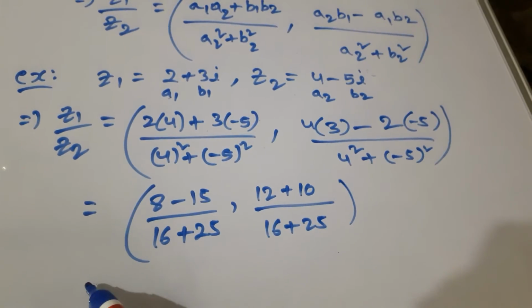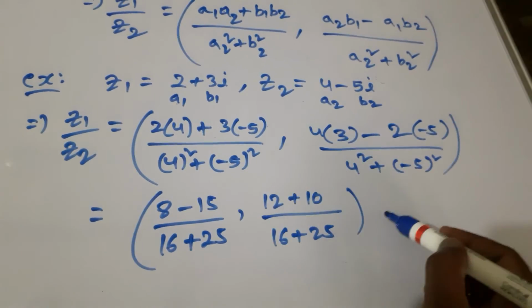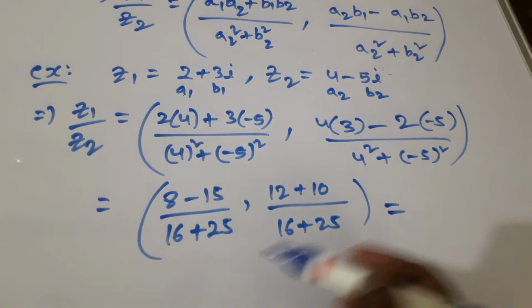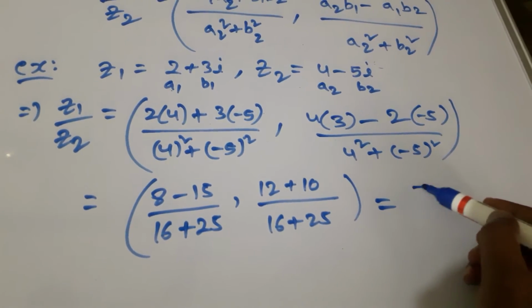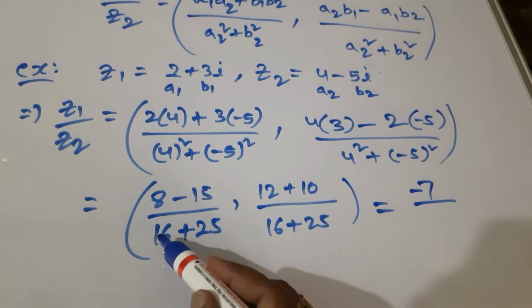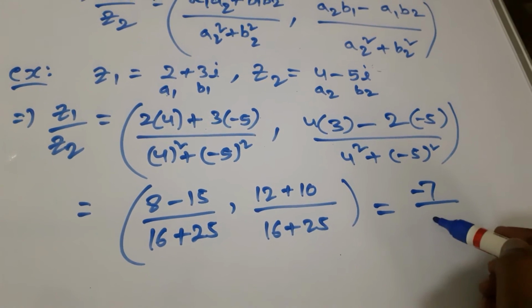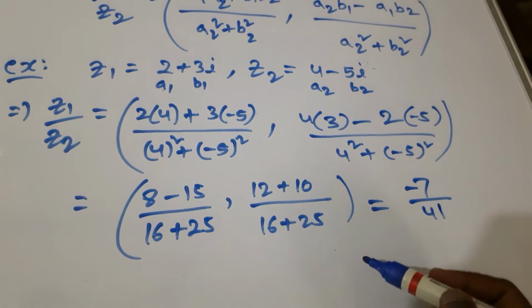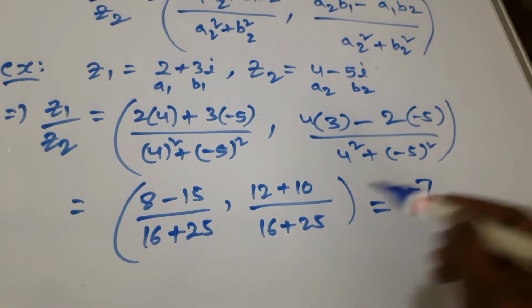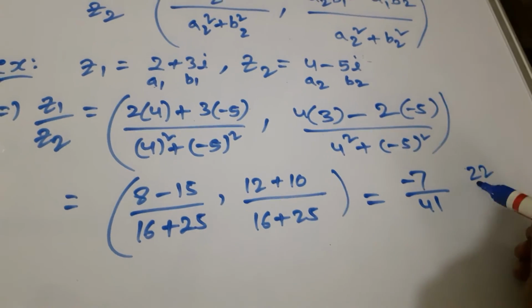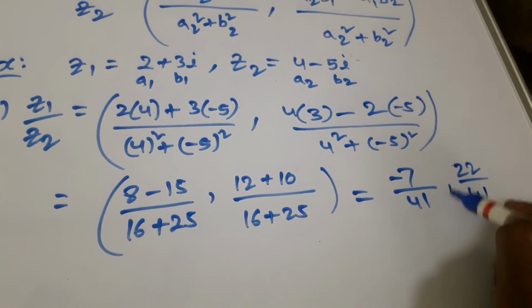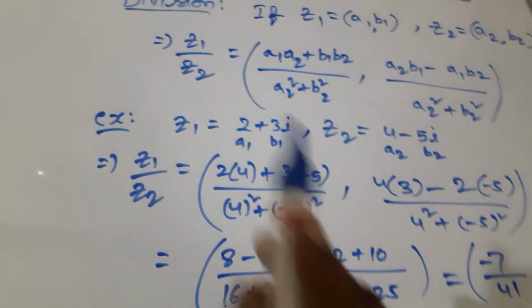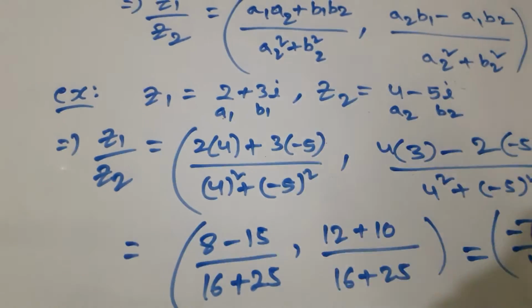So what we are getting here: 8 minus 15 means minus 7 by 25 plus 16, 41. Here 12 plus 10 is 22, 22 by 41. This is the required answer, Z1 by Z2. With the help of the formula we calculated.